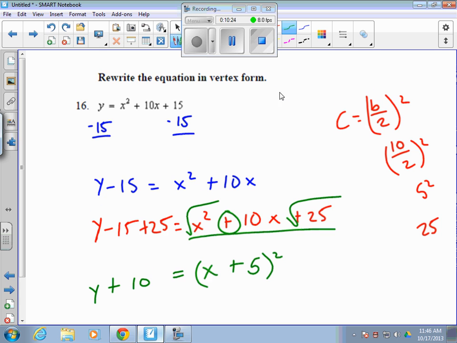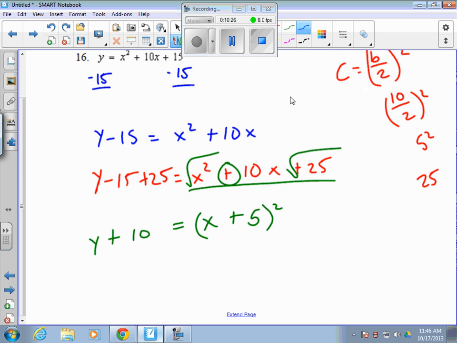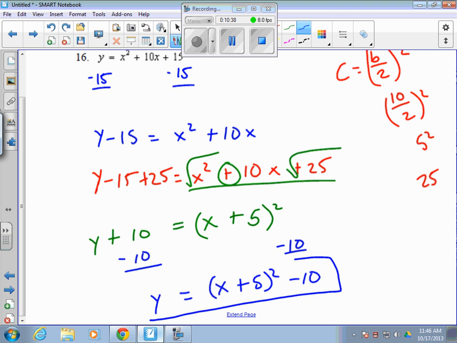We're almost to vertex form. Last thing we have to do is get rid of plus 10 by subtracting it, and subtract it from the right side as well. Y equals x plus 5, written just like that, squared, minus 10. That is your vertex form.